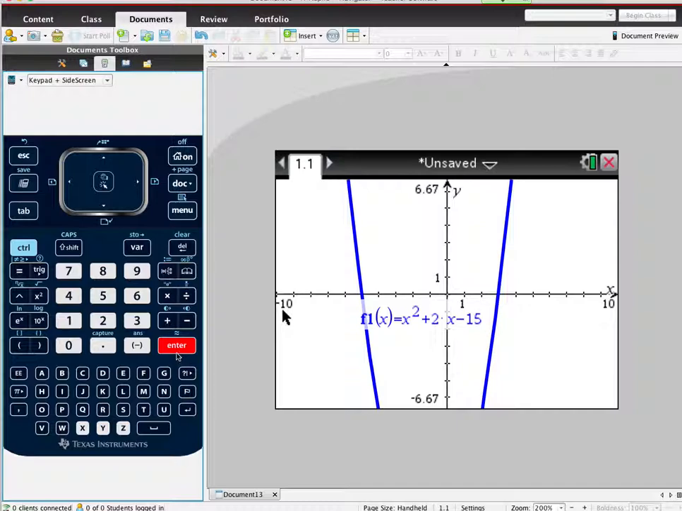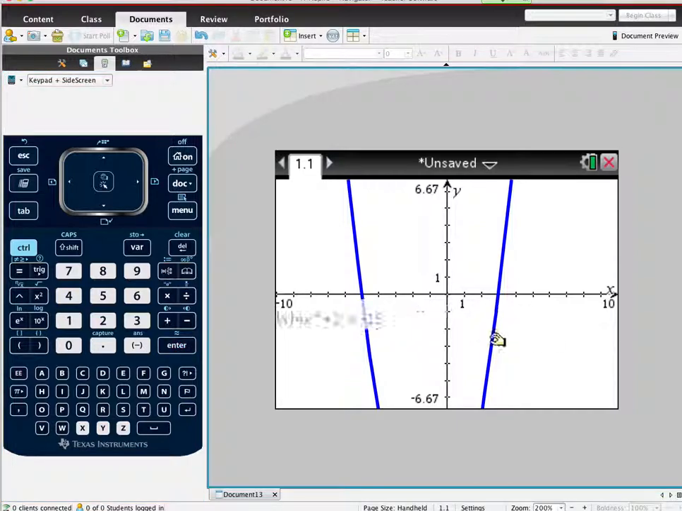What do you know about x squared plus 2x minus 15? It is a parabola, and right now I can't see it all. What else do you know about the parabola that might help you change the window to where you can see the important part of it? It crosses the y-axis at -15. Crosses the y-axis at -15.